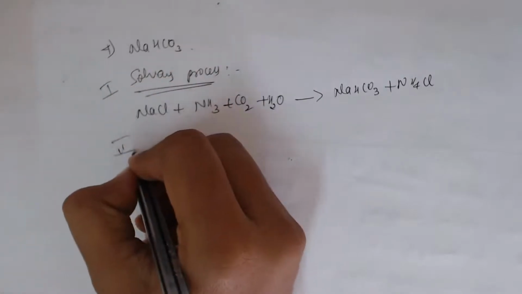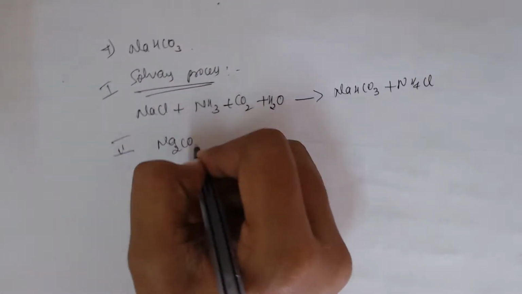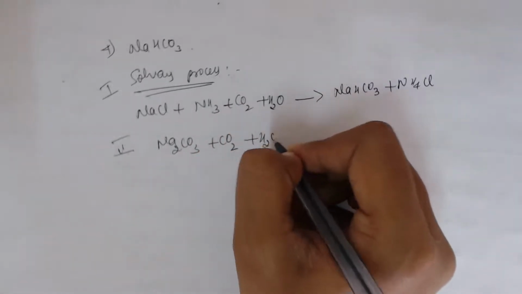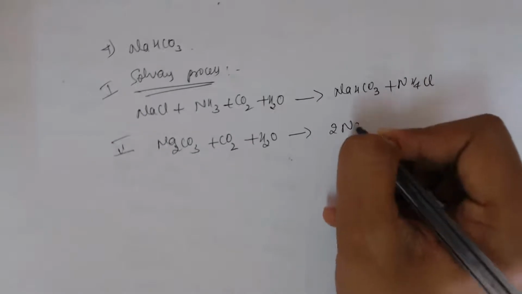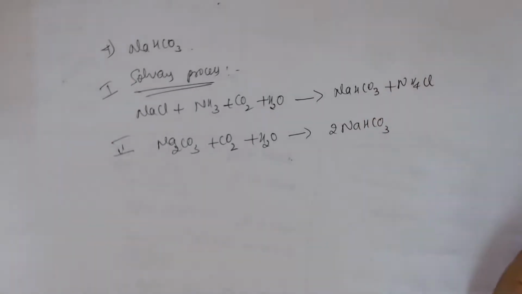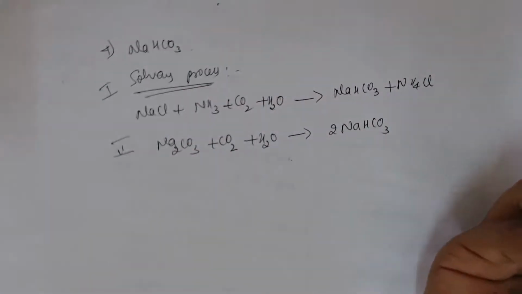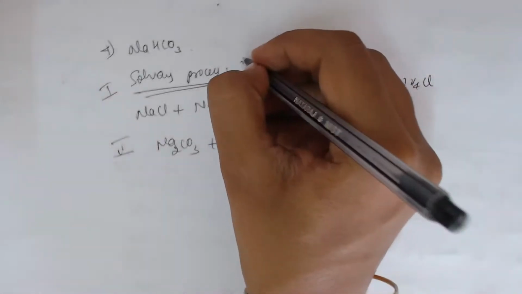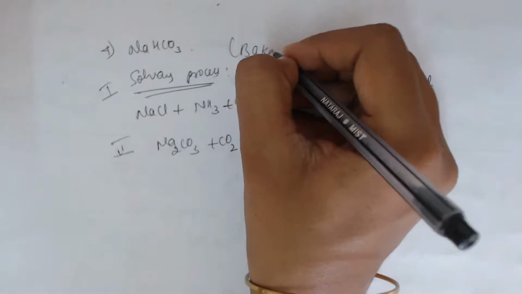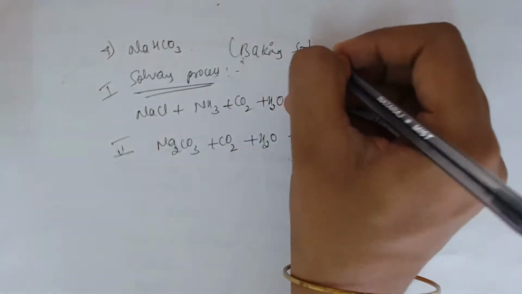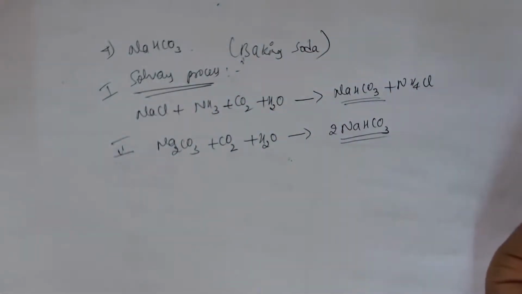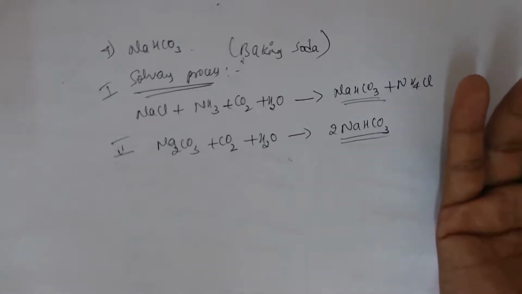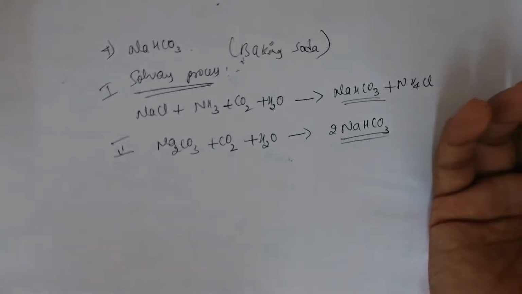And the second method: Na2CO3 is subjected to CO2 in presence of water. It forms 2NaHCO3. These are the two methods of preparation of sodium bicarbonate, called baking soda. It is also a white crystalline powder, less soluble than sodium carbonate, and less soluble in water too.